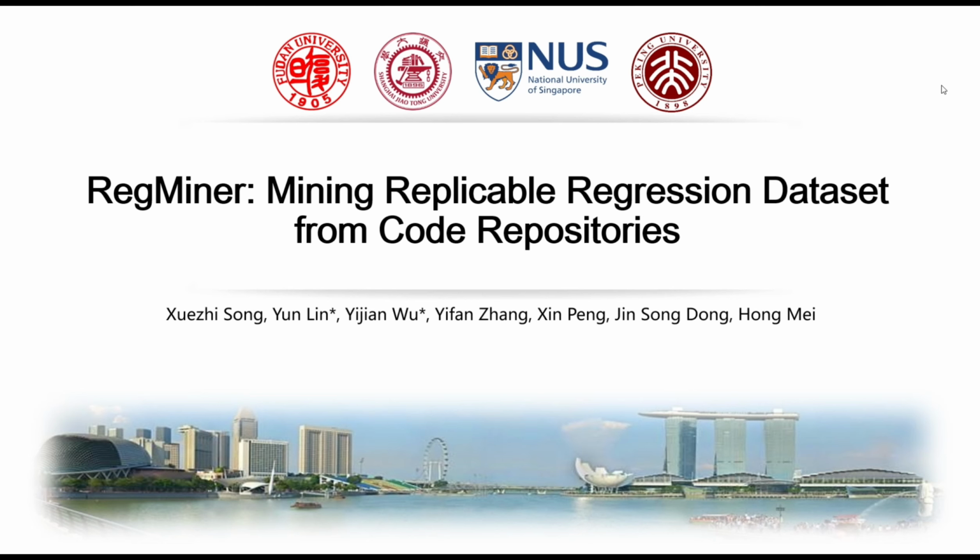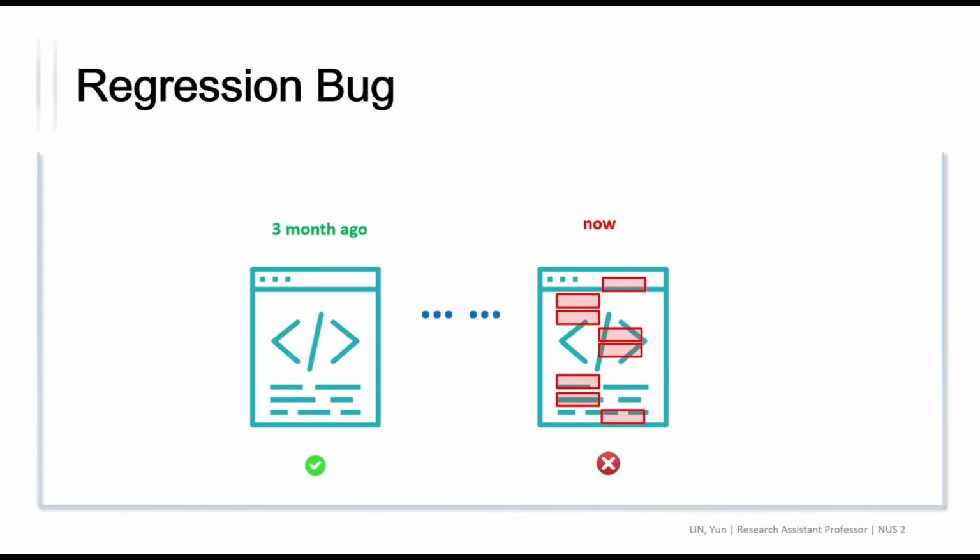Hi everyone, in this video, we will introduce RegMiner, a tool which allows us to mine replicable regression bug datasets from code repositories. When we are developing and maintaining a software project, a function can work well 3 months ago, but unexpectedly fail now. In this case, we say that a regression bug happens. Regression bugs are usually caused by unintended modifications to an existing function.